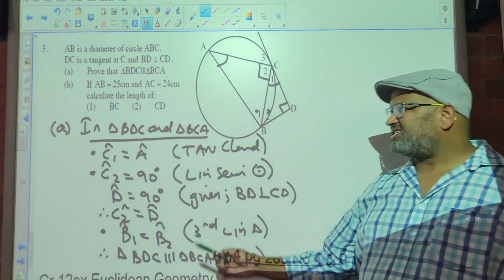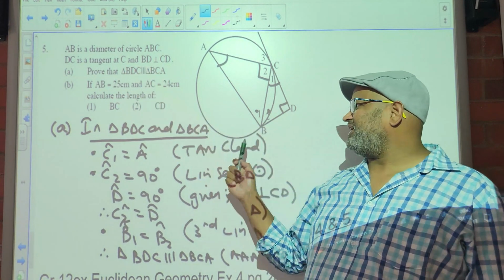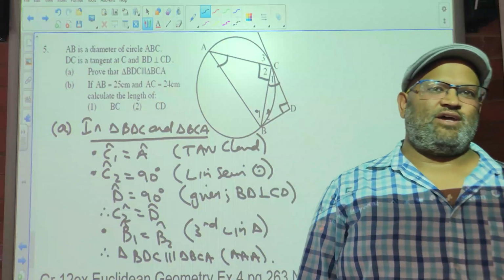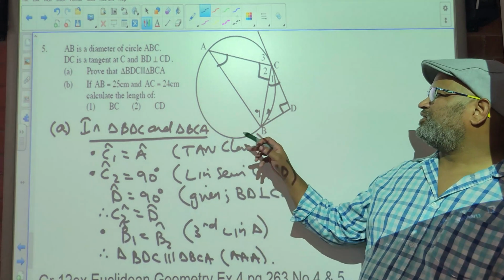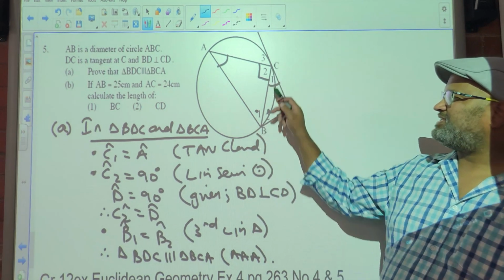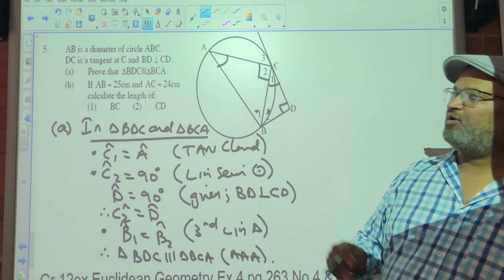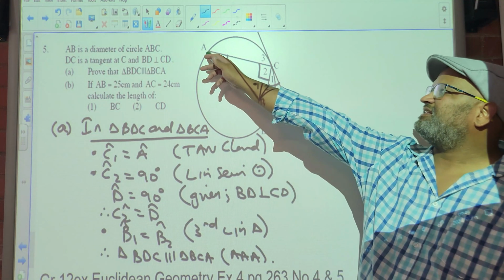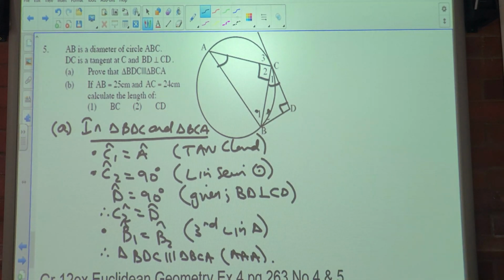Okay. Instead of asking you to prove this here, they could have told you, prove that angle B1 is equal to angle B2. Then you have to know you must use similarity. Or they would ask you to prove that BC is something by sin angle B, or BC by sin angle ABD. Same. Let's prove similarity first.